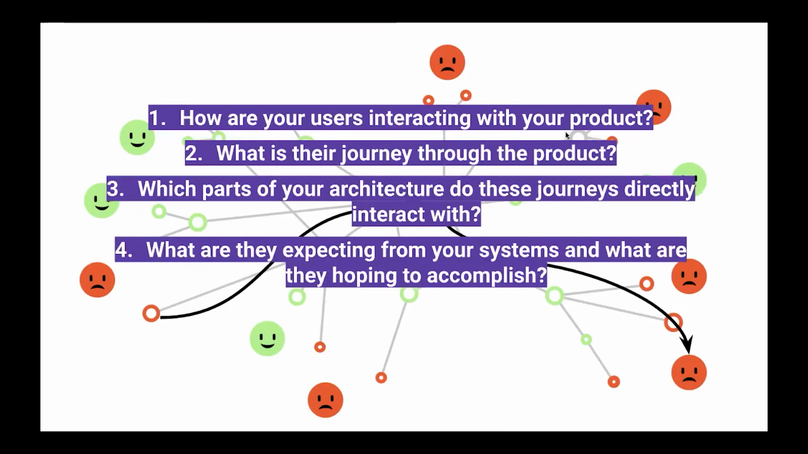How are your users interacting? What's the journey that they're taking? What parts of the architecture do these journeys directly interact with? What are they expecting from your systems, and what are they hoping to accomplish?